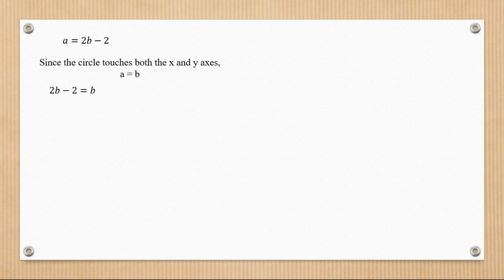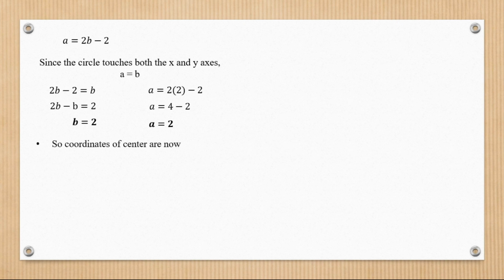That means that now we have this, so where there is an a, we can place in a b. So we have b being equal to 2b minus 2, of which b shall be equal to 2. Now since b is 2, it also means that a shall also be equal to 2. So now the coordinates of the center are (2, 2). And it also means that the radius is also equal to 2 units.